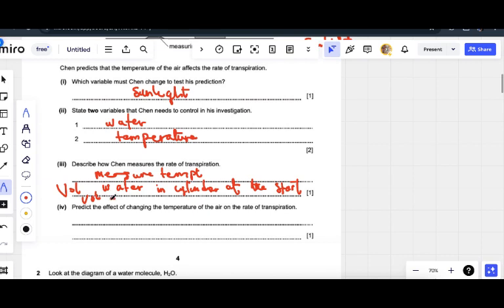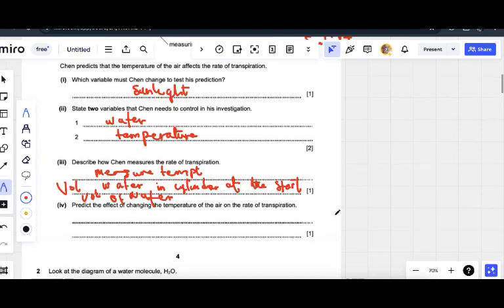Volume of water in the end. So he measures the volume of water in the end to know what is left. So it's just one mark. Once you give this point, you get your one mark.